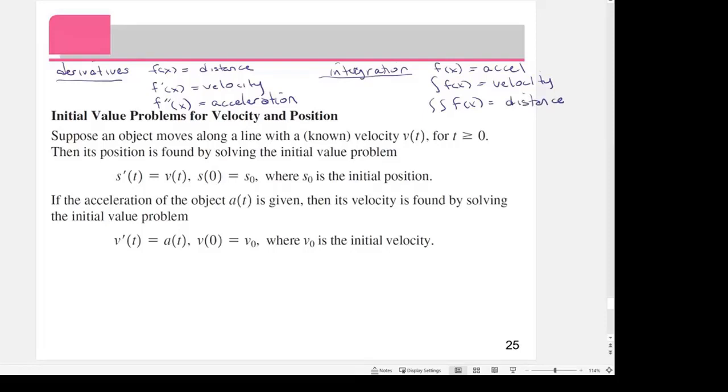It goes backwards. Suppose an object moves along a line with a known velocity, v of t, t is greater than or equal to zero. Then its position is found by solving the initial value problem. The derivative of position, they call it s, is equal to velocity. If they tell me the initial position, the position when t equals zero, we'll call that s sub zero. That's where we're starting.